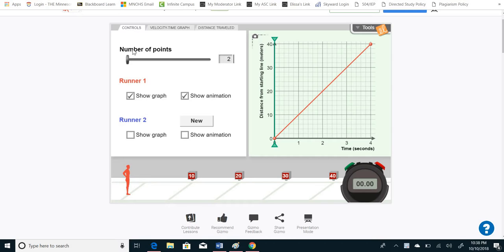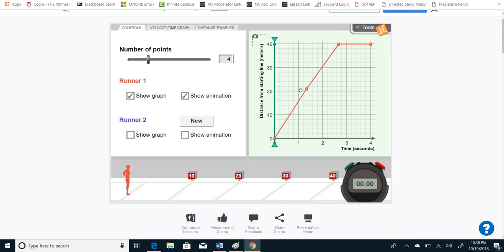So number of points, when we look at this, it's telling us the number of dots. So on this graph we have a dot here and a dot here, so we have 2 points. If I add more points, say 3 or 4 points, I will have 4 dots. 1, 2, 3, and 4. Now with these dots, I can move them to where I would like them to be.